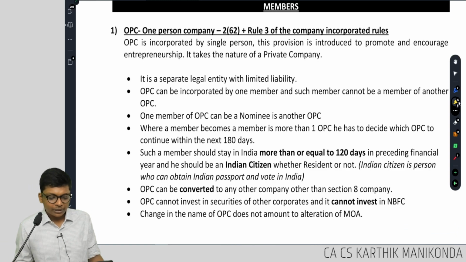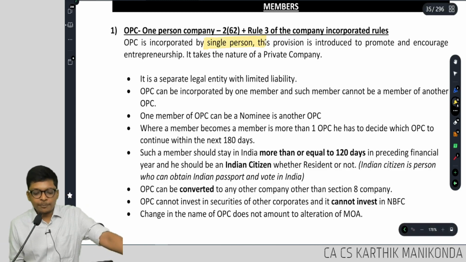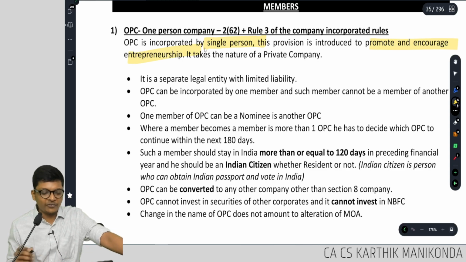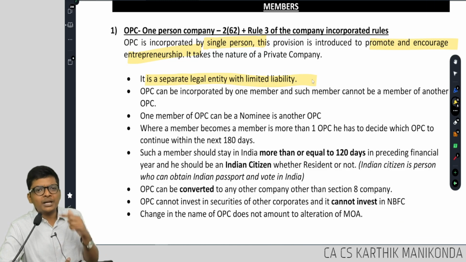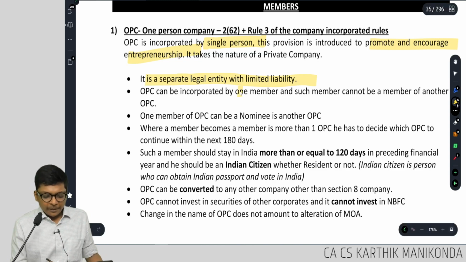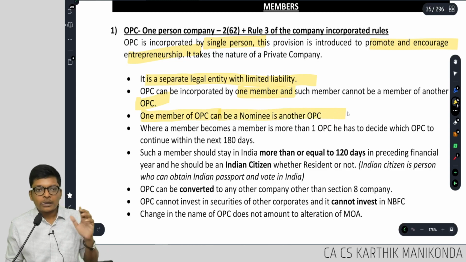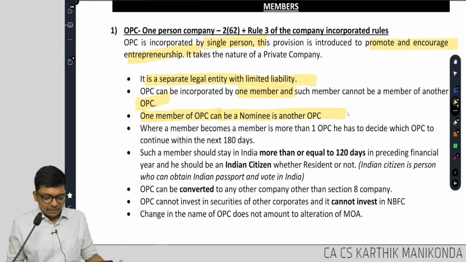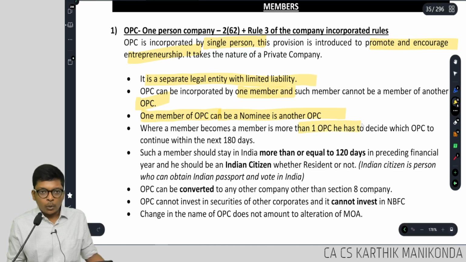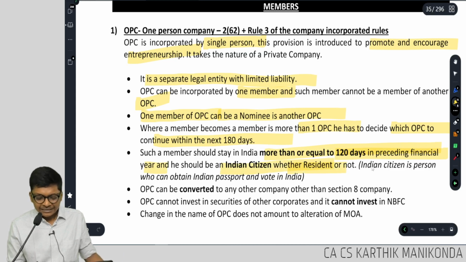What are the points? Look at this. Incorporated by a single person to promote and encourage entrepreneurship. Fine. It's a separate legal entity with limited liability. So, OPC is also a company. So, they have features of separate legal entity and limited liability. Can be incorporated by one member. Fine. One member of OPC can be nominee in another OPC. Okay. Where a member becomes a member in more than one OPC, he can decide which OPC should continue within the next 180 days. We saw this 120 days in previous financial year. He should also be an Indian citizen.